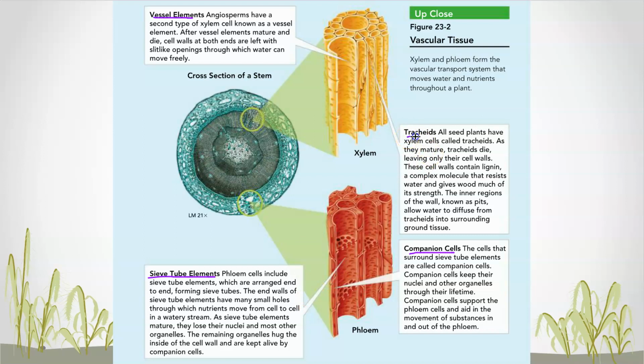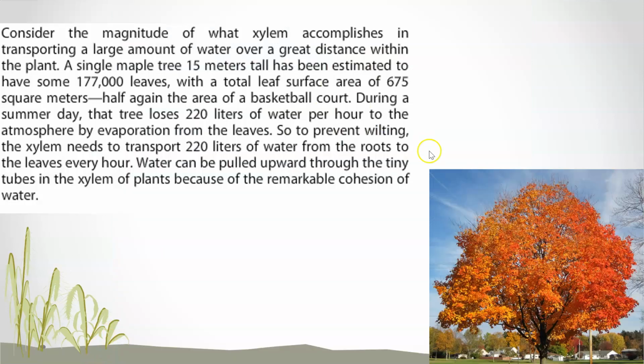And then tracheids: all seed plants have tracheids. Tracheids die, leaving only their cell walls. These cells contain lignin, which is a structural compound. The inner regions of the wall, known as pits, allow water to diffuse, again from high to low, from tracheids into surrounding ground tissue. So consider, here's the maple tree, but consider the magnitude of what xylem accomplishes in transporting a large amount of water.